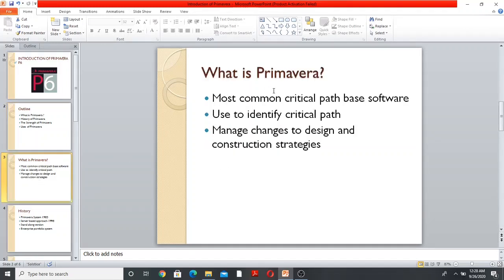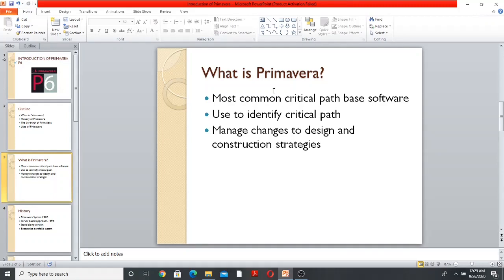What is Primavera? Basically, it is the most common critical path based planning software used in planning and executing large engineering projects. In fact, it is hard to think of another software system aside from Microsoft Excel that is as commonly used across the process and heavy industrial engineering sector as Primavera P6. Primavera P6 is used to identify the critical path of large engineering projects and manage changes to design and construction strategies over the life of the project.